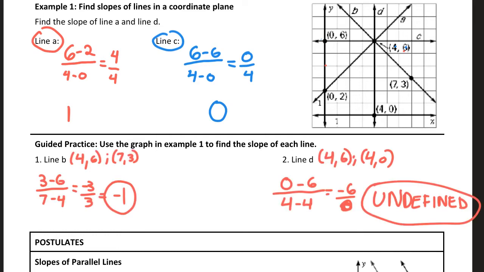Okay, so these slopes. Line B, I wrote out the 2 points I see that are on line B. I took 3 minus 6 over 7 minus 4. Negative 3 divided by positive 3 is negative 1. Line D, (4, 6), (4, 0). I got 0 minus 6 over 4 minus 4. That became negative 6 over 0. If you punch that into a calculator, it will spit back to you undefined as the slope. And an undefined slope creates a vertical line.